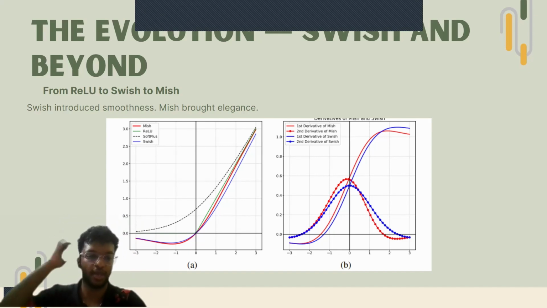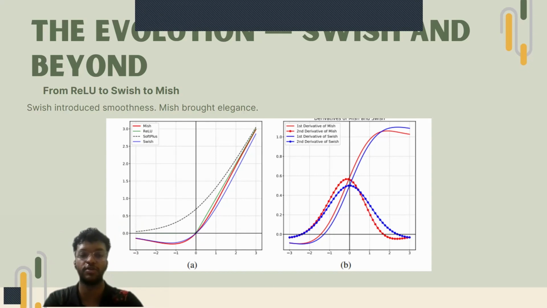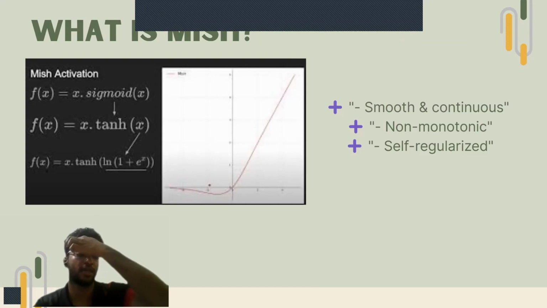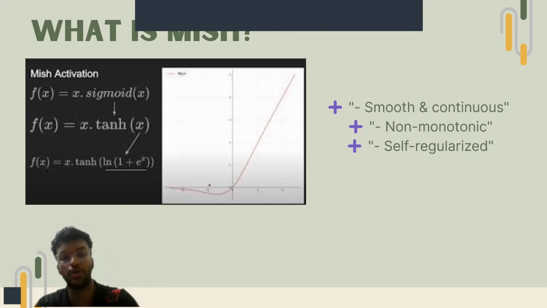The formula of Mish is x times tanh of softplus of x. Okay, let's look at the formula of Mish: it is x into tanh of the softplus function of x. This creates a function that is smooth, continuous, and non-monotonic, meaning it curves slightly downward before going up, which really helps capture the negative inputs and the positive inputs and the derivative. Everything is smooth and better than the other activation functions.